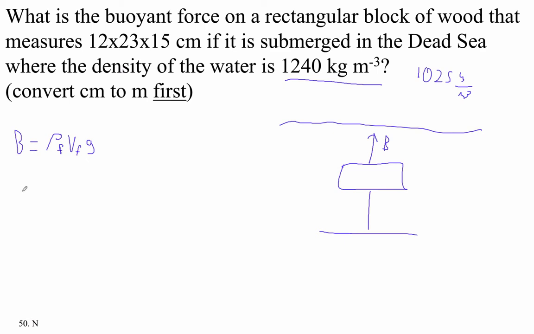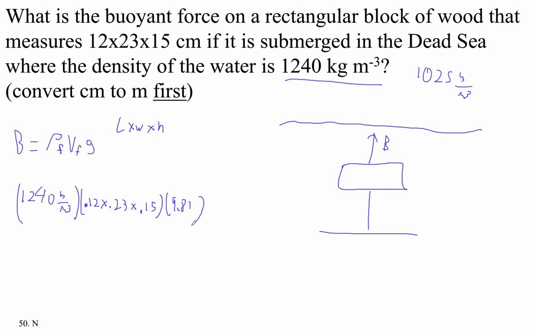All right, okay, so let's do this. The density of this fluid is the 1,240 kilograms per cubic meter. The volume displaced is, and let's turn this into meters first, so 0.12 times 0.23 times 0.15. We're just doing length times width times height because it's a rectangular solid. And then times 9.81. So 1240 times 0.12 times 0.23 times 0.15 times 9.81.